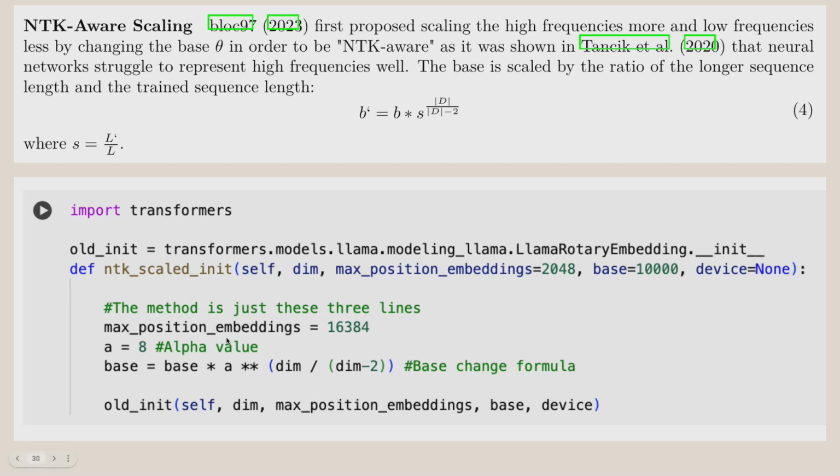So if we look at the code, they have a value of 8. So this is different than what they use in the paper. They use an alpha value of 2. You have your base theta multiplied by a raised to the power of the dimension divided by dimension minus 2. And that's it. But that alone is sufficient to allow a 4x context window increase. And that's how they can get the 8192 tokens. So this is NTK aware scaling, and it's kind of the concept they build off of.